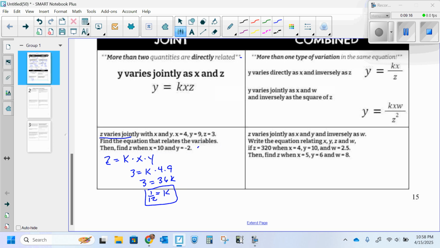Now we're going to go ahead and write the equation that relates all 3 of these variables. Z equals 1/12 XY. And then it says find Z when X is 10 and Y is -2. So it's -20 over 12, and I reduced that. -20 over 12 is that.